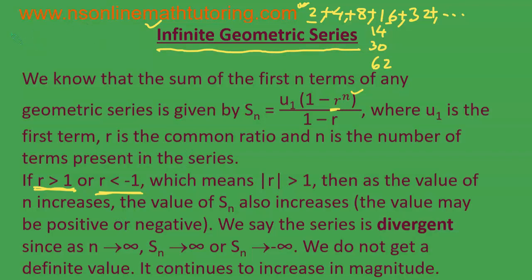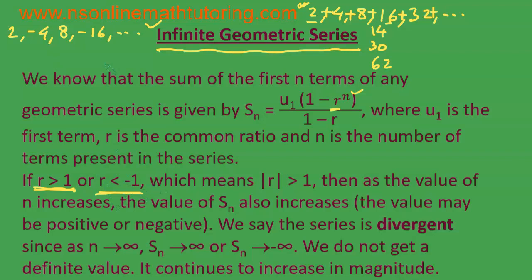I'm just changing that sequence a little. I start with the first term as 2. The second term is negative 4. The third term is positive 8. Fourth term is negative 16 and so on. This is also another infinite geometric sequence with the first term as 2 and the common ratio as negative 2. Negative 2 is less than negative 1.